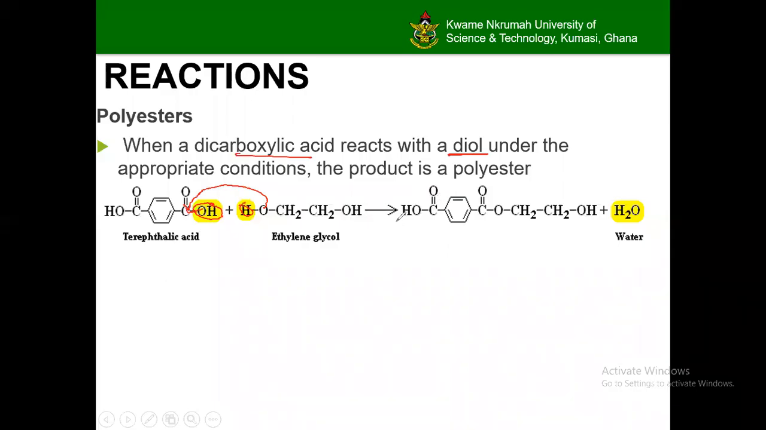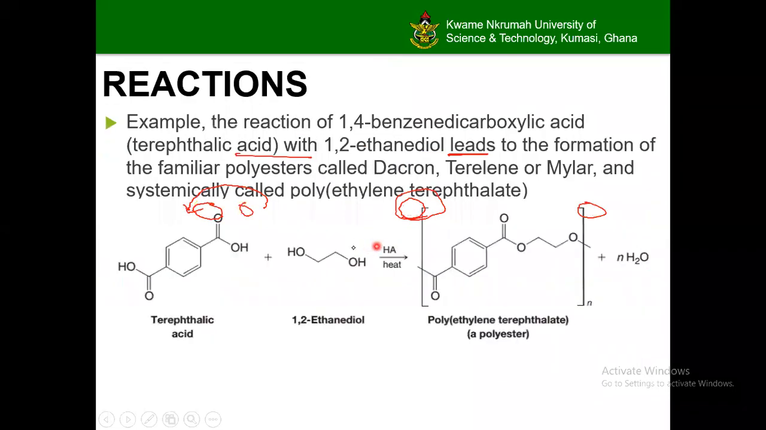Now, when the dimer is formed like this, there is still this acid functional group here. There is still this alcohol functional group that can react with other acid and alcohol in the medium, right? And so we see it can continue, react with itself and continue and form a longer chain. That is what we are talking about with regards to this one.